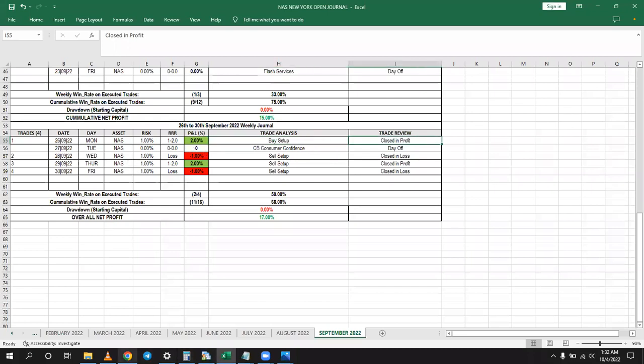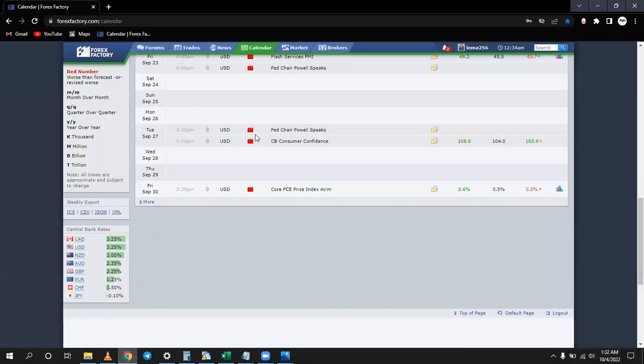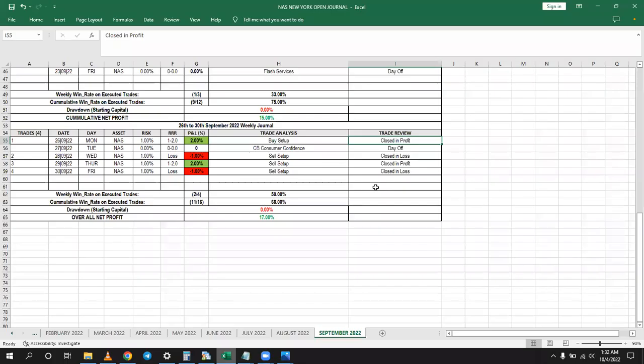Then let me see 27th. We had news, CB consumer confidence, which was meant to be released 30 minutes after the open. Yeah, so we had to take the day off. Now let's get to Wednesday, 28th.